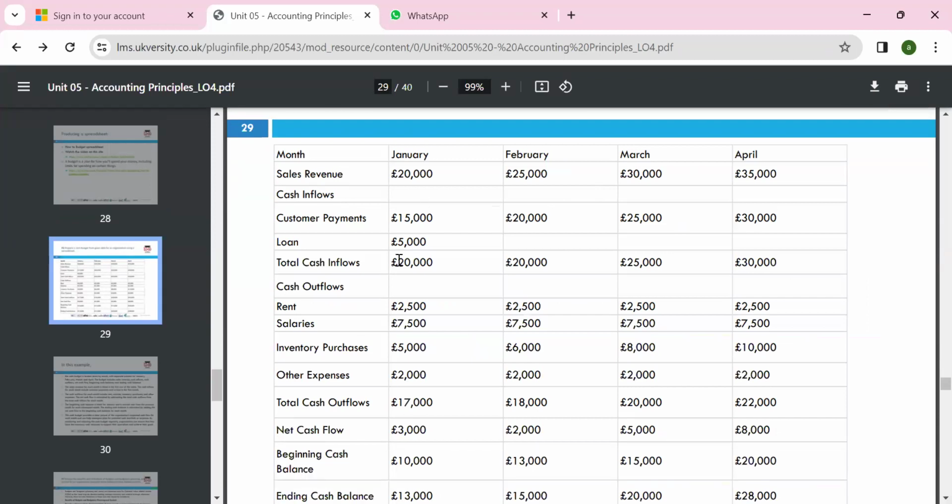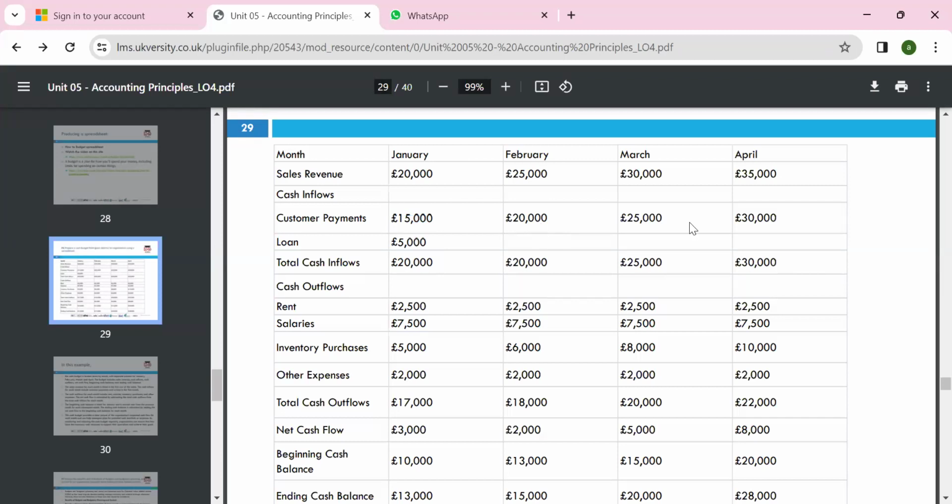cash inflow each month, total cash inflows. So 20,000 in total: 15,000 from customer payments and 5,000 from a loan. So we can look at all this. Total inflow: sales revenue, we have 15,000 that customers will pay us, and 5,000 we will get as a loan. So the total inflow is 20,000.